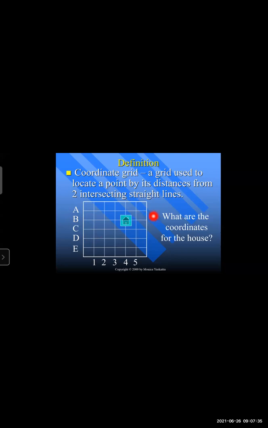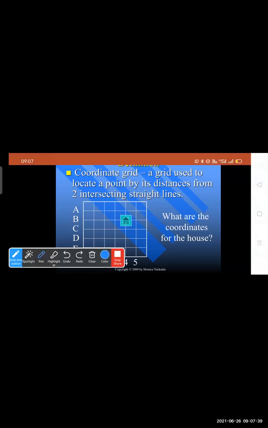So we write here 4 comma B. The position or location of the house is 4 comma B. In this way, we find the position on a coordinate grid.